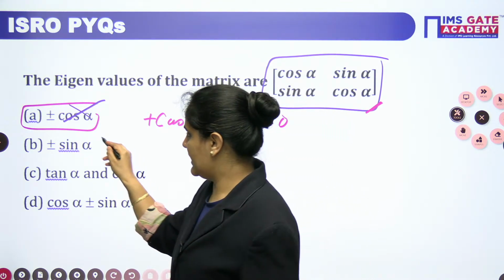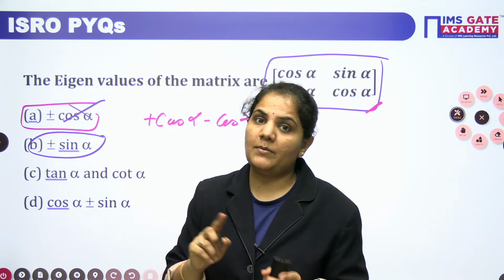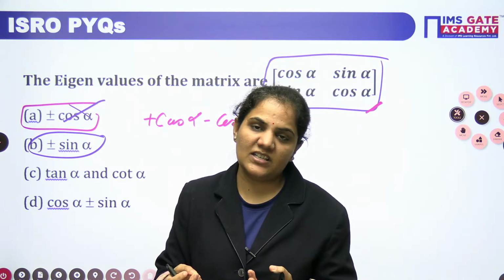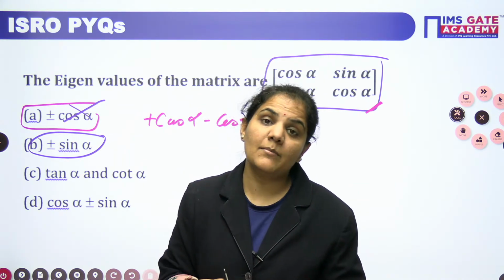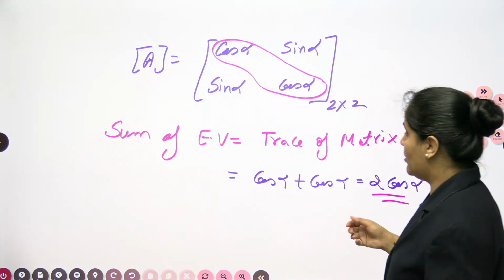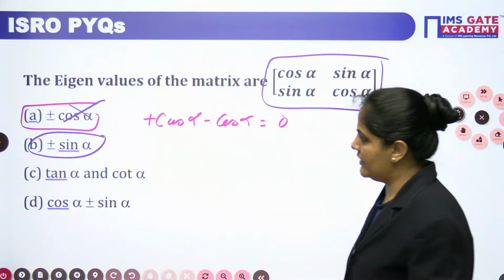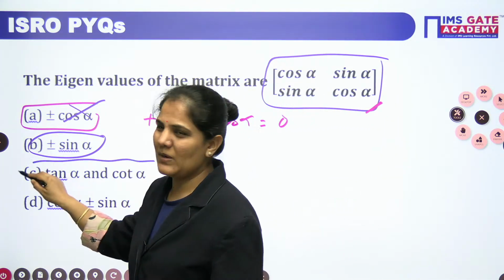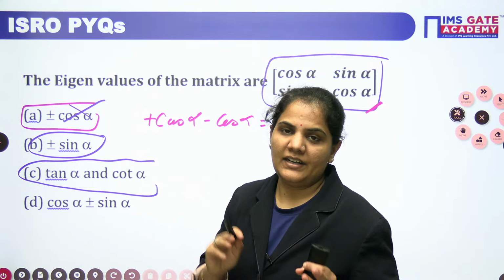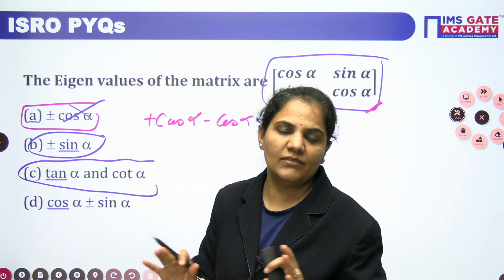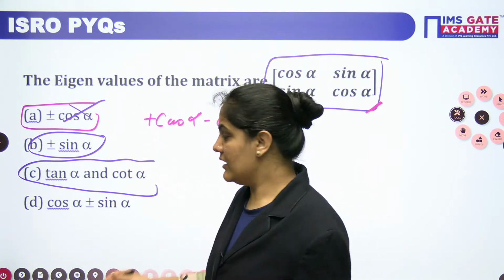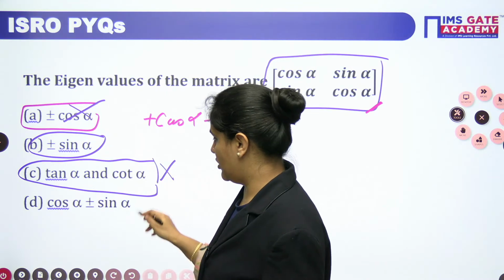Let's talk about the second option. Plus sin alpha and minus sin alpha will give me the result as 0. It will not give me the sum as 2 cos alpha, because I need the sum as 2 cos alpha. So this is also not working. Tan alpha plus cot alpha will also not be able to give me the sum as 2 cos alpha. So this is also not possible.